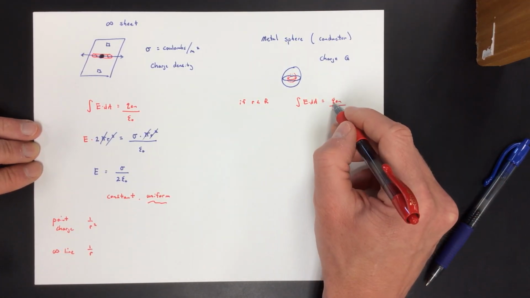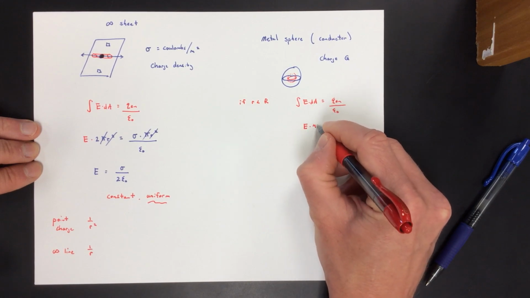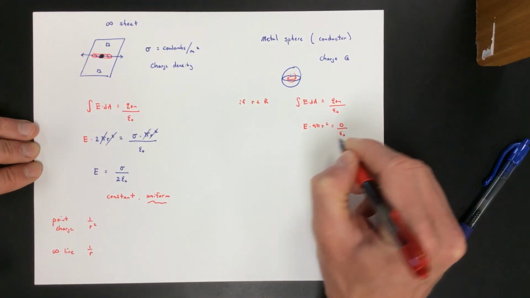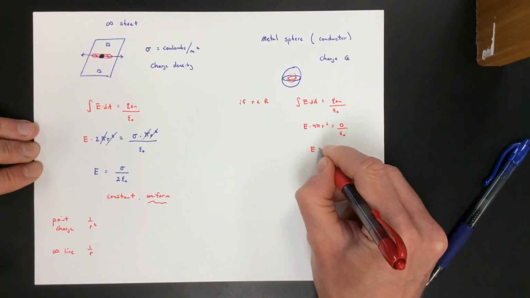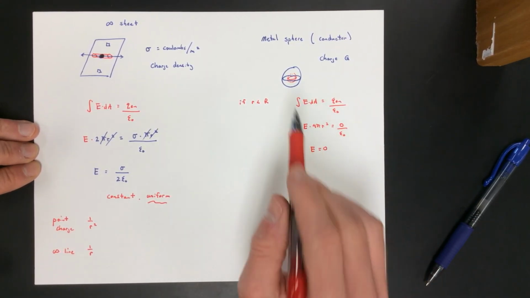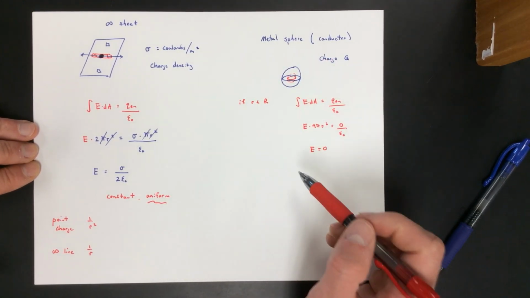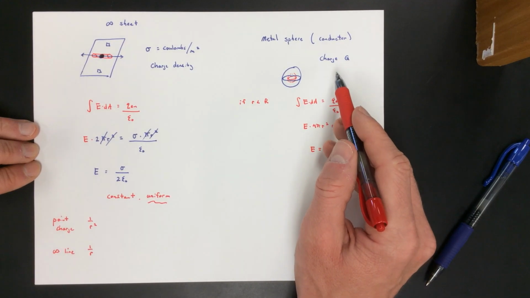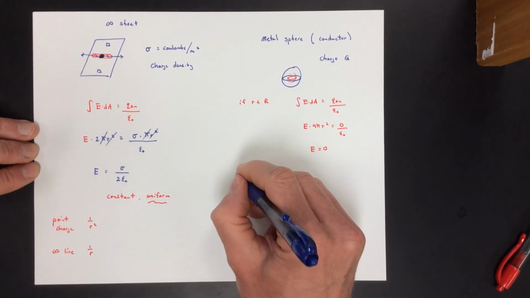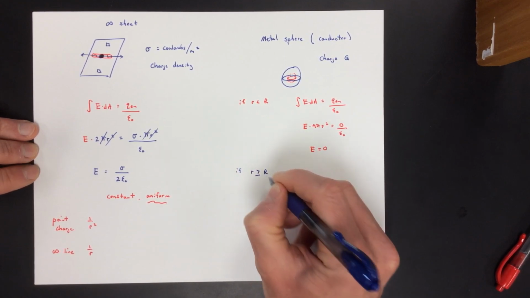Well, if the charge enclosed is equal to 0, so we get E times 4 pi r squared equals 0 divided by epsilon naught. Well, of course then, that means the E field is 0. And we've just proven that the electric field is 0 everywhere inside a metal sphere. And it'll turn out that it's 0 inside any conductor, because we can do the same kind of thing. Okay? What happens if r is equal to or greater than capital R?